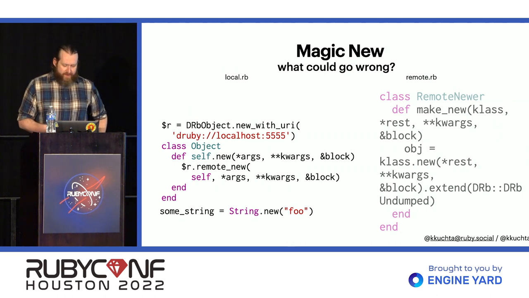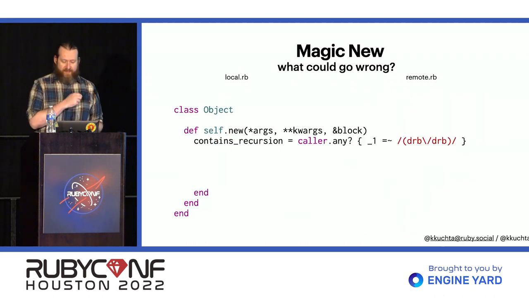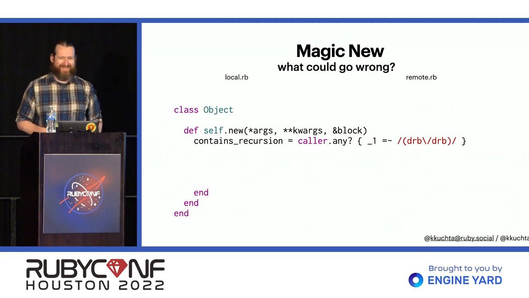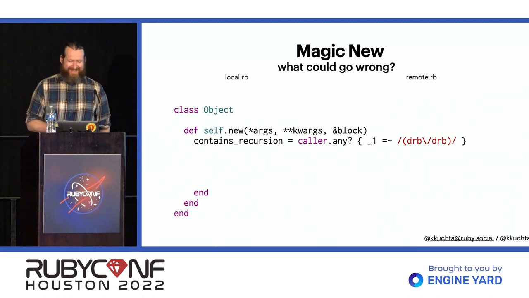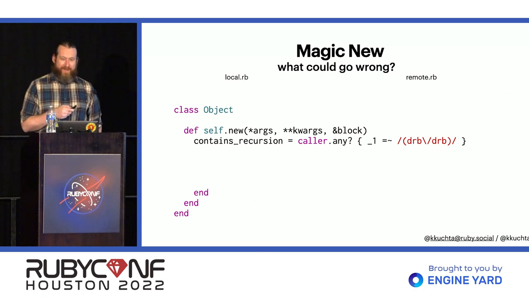And you know, the classic way to deal with infinite recursion is to carefully consider your recursive cases, your base cases, your edge cases, and make sure that doesn't happen. But that sounds like a lot of work, so I'm just going to inspect the call stack, and if I'm about to recurse, don't. Why not? So here I am using the caller method in Ruby, which is a cool method. It gives you the entire stack trace at the current point in code as an array of strings. So we're just going to look through that and say, is anything in here dRuby? Was I called from dRuby? And if so, then I am at risk of recursing.